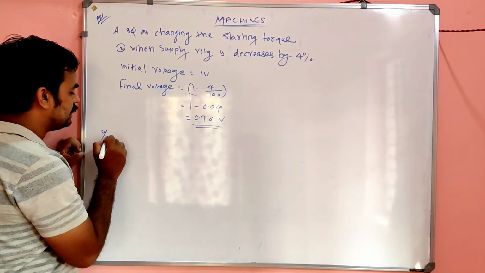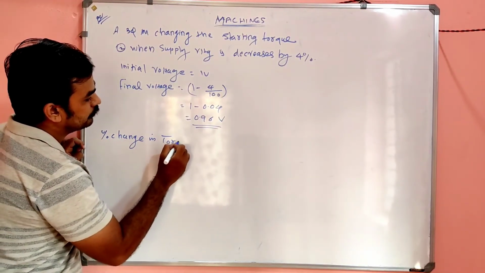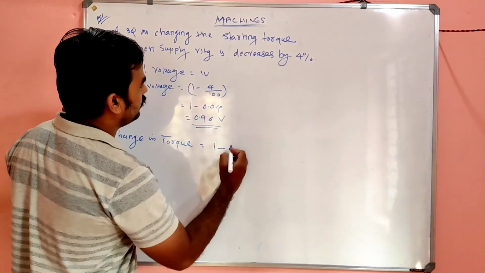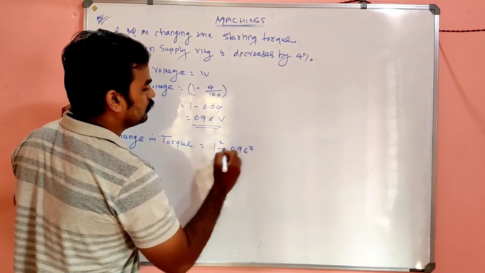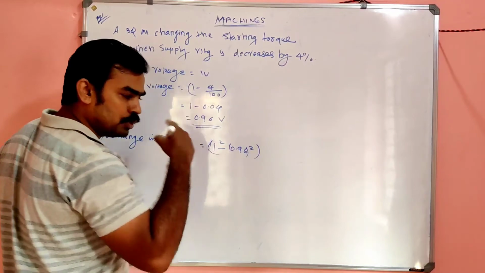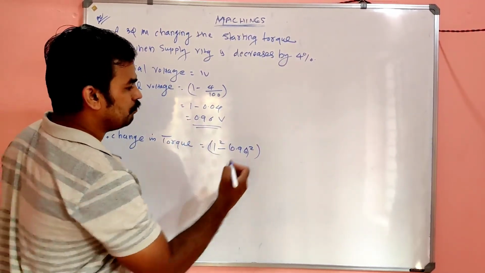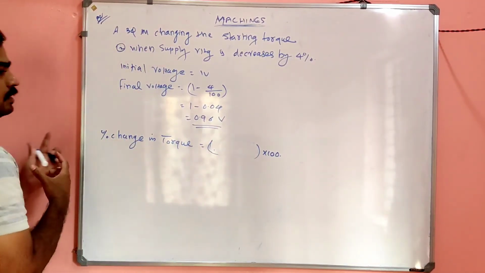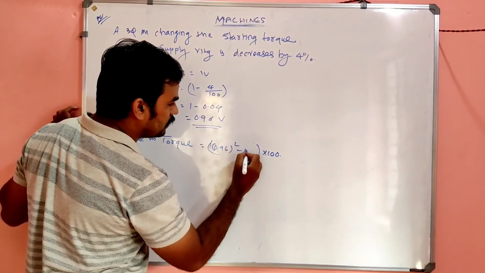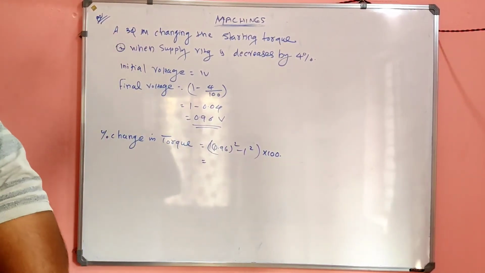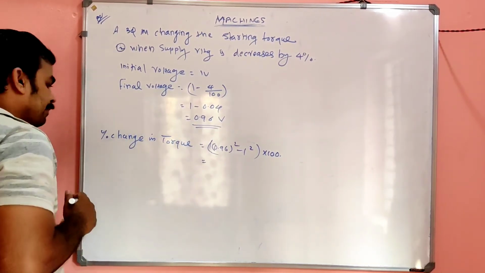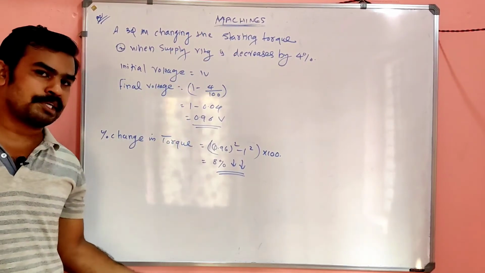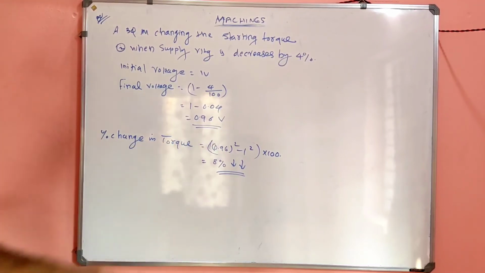So percentage change in torque will be equal to what? How can we write that? 1 square minus 0.96 square, correct? T is proportional to V square, right? So 1 square minus 0.96 square into 100. Actually final is 0.96, so you can write 0.96 square minus 1 square into 100. You will get nearly 8% decrease, because voltage is decreasing, so definitely torque will be decreasing. 8% will be the decrease. You solve it and you will find.